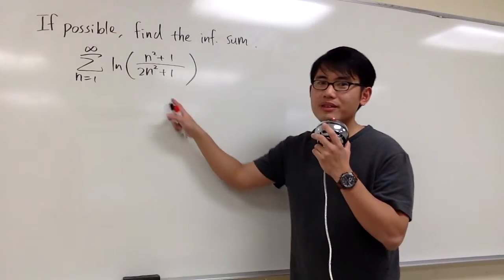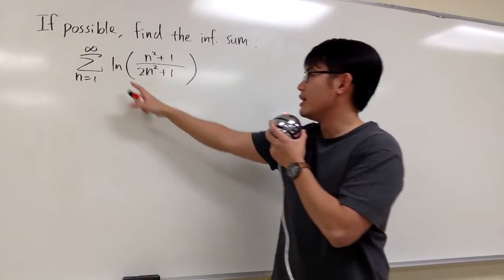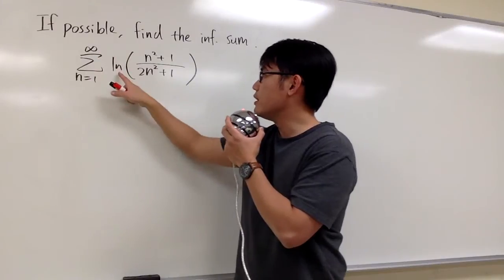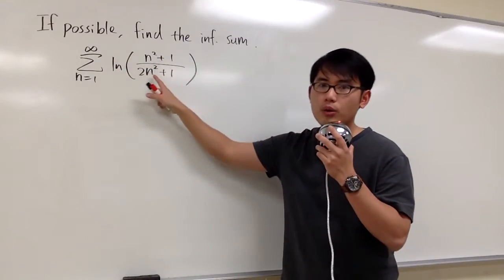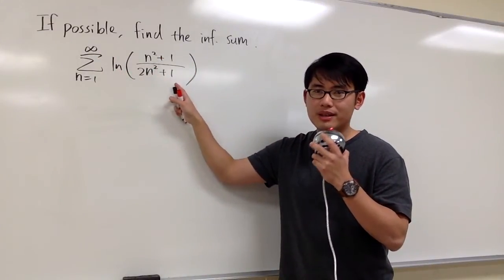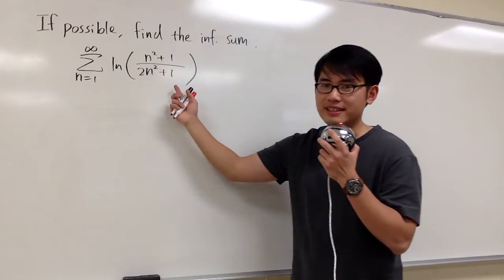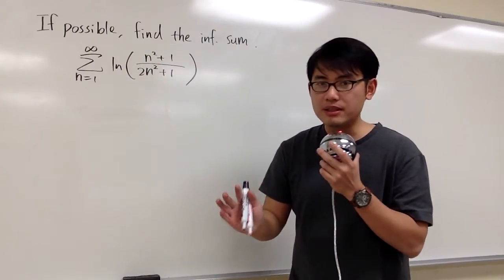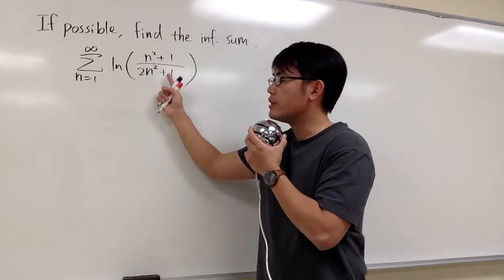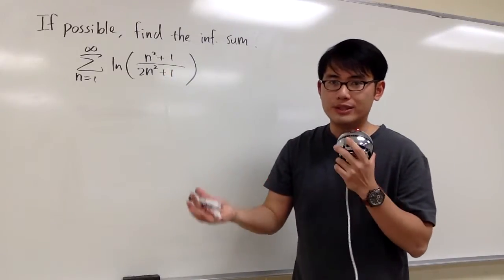We would like to know if this series converges or diverges. Sigma, n goes from 1 to infinity, ln of (n squared plus 1) over (2n squared plus 1). And this right here is pretty complicated, isn't it? But then we should always have a habit. Let's just look at this expression and take n to infinity to see what happens.